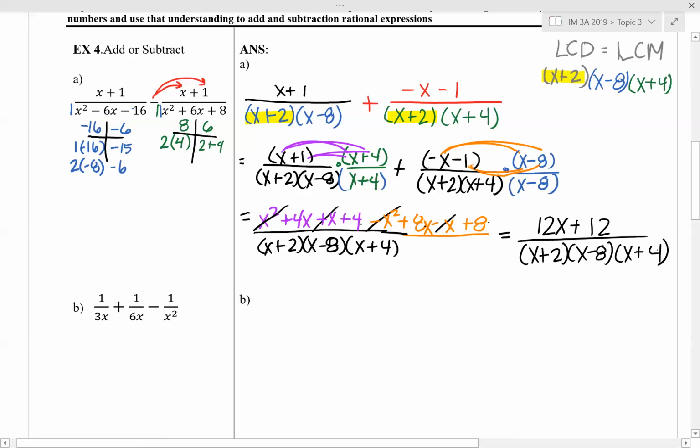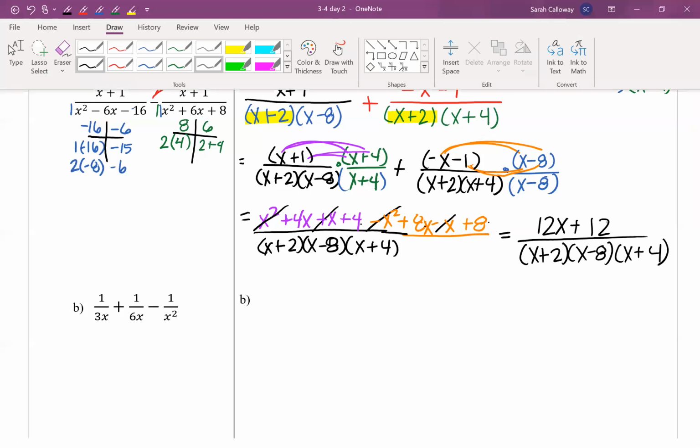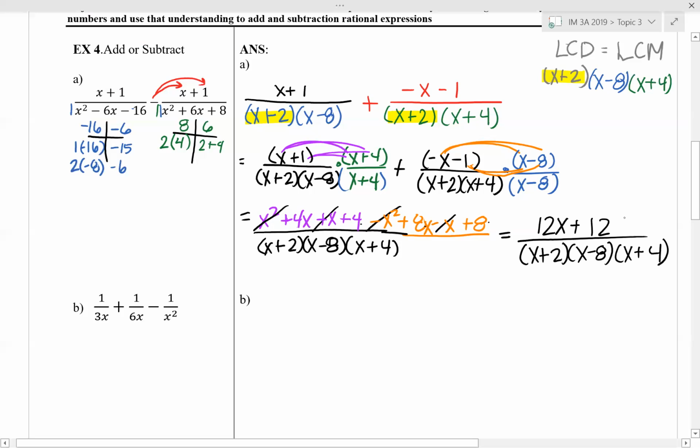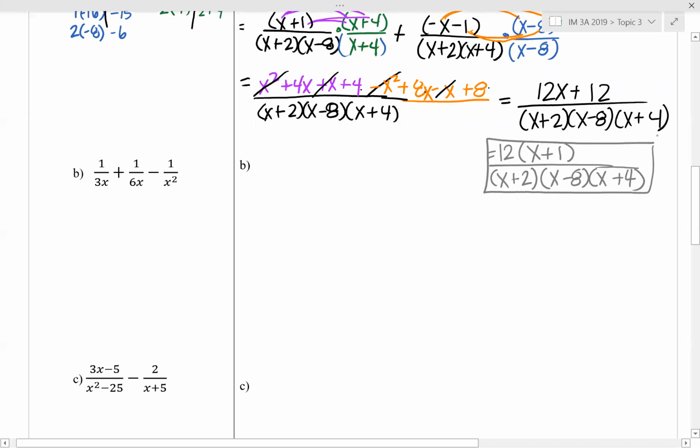So a simplified fraction always has a factored numerator. So what I want to look at is, can I factor 12x plus 12? And I can. Both terms have a 12. So if I factor out the 12 from here, I'm left with x plus 1. Unfortunately, I don't have an x plus 1 in the denominator to reduce. And so that means that my answer is just 12 times x plus 1 over x plus 2 times x minus 8 times x plus 4.